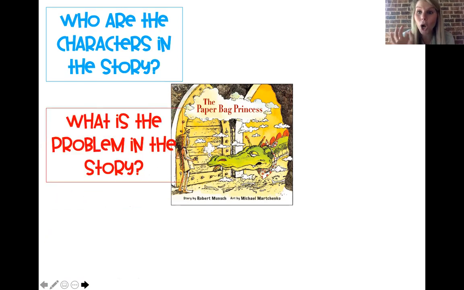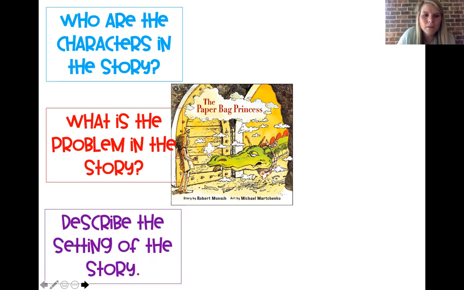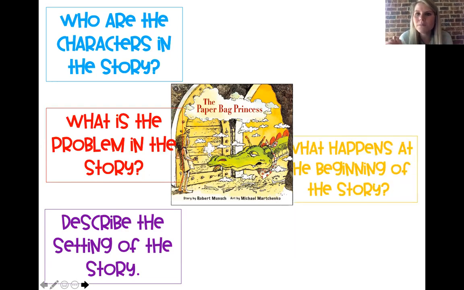Okay, so what's the problem in the story? The problem was the dragon came along, blew up the castle with the fire, and took Prince Ronald. So Prince Ronald has been taken and is missing. That's our problem. Okay, in the setting of the story, kind of more than one setting. We started out in that castle, but then a majority of our story took place at the dragon's cave, where she tricked the dragon and finally got to Ronald.